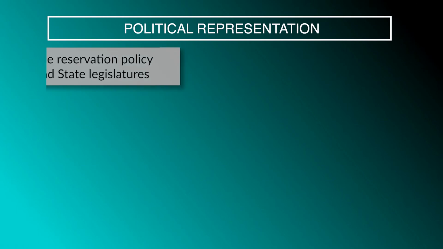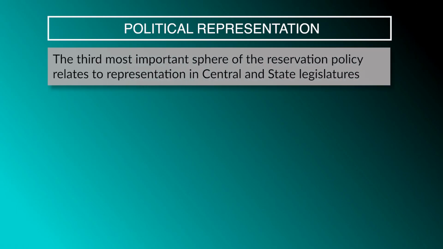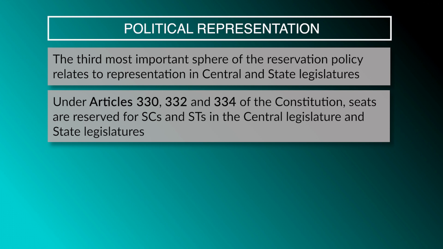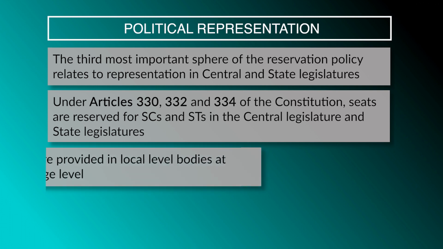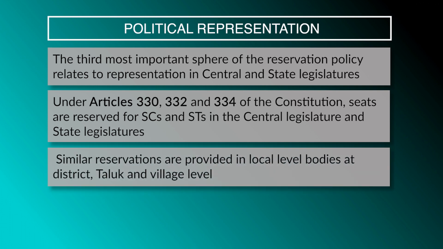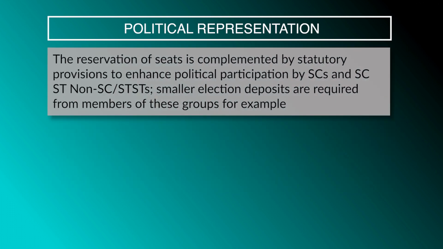The third most important sphere of the reservation policy relates to representation in central and state legislatures. Under Articles 330, 332 and 334 of the Constitution, seats are reserved for scheduled castes and scheduled tribes in the central legislatures and state legislatures. Similar reservations are provided in local level bodies at district, taluk and village levels. The reservation of seats is complemented by statutory provisions to enhance political participation by scheduled castes and scheduled tribes. Smaller election deposits are required from members of these groups, for example.